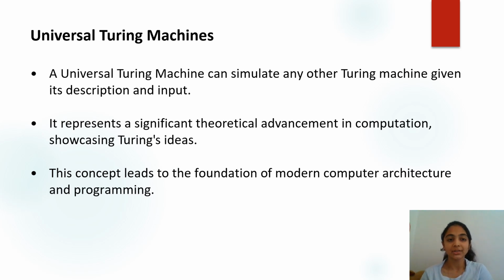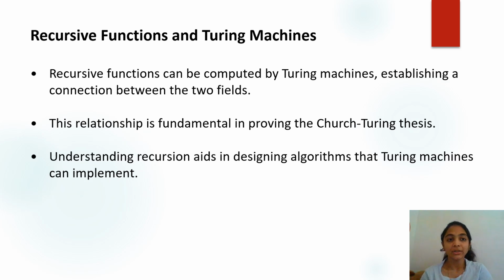Universal Turing machines. A universal Turing machine can simulate any other Turing machine given its description and input. It represents a significant theoretical advancement in computation, showcasing Turing's ideas. This concept leads to the foundation of modern computer architecture and programming.